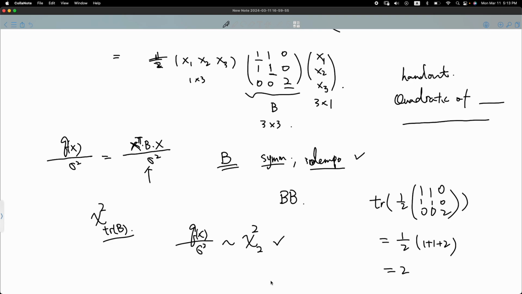So if B is idempotent, we just need to calculate the trace of B, and that's it. Yes. Is there a proof for that? Oh, I think it's from the lecture, from the handout.